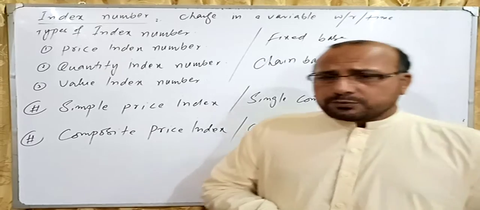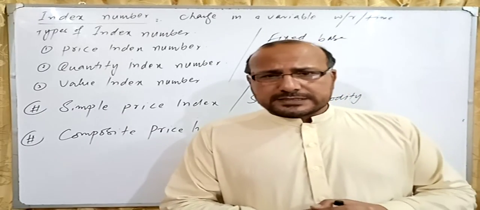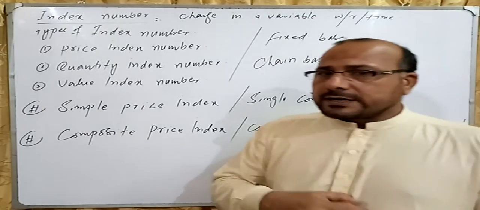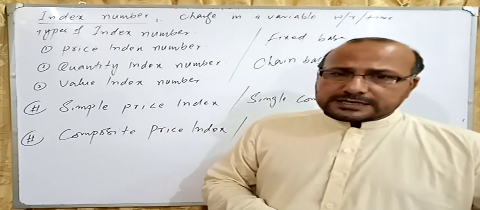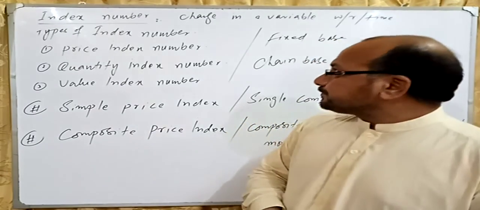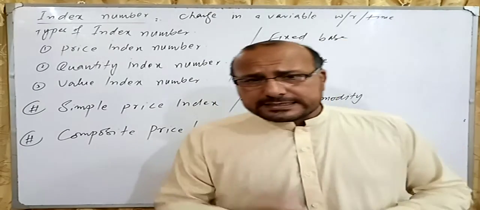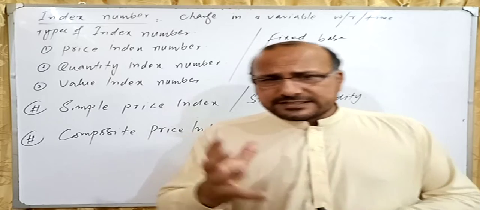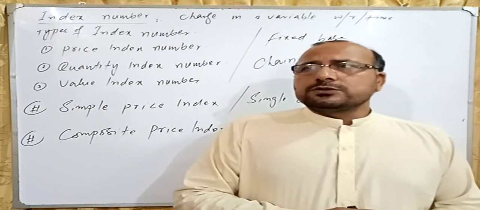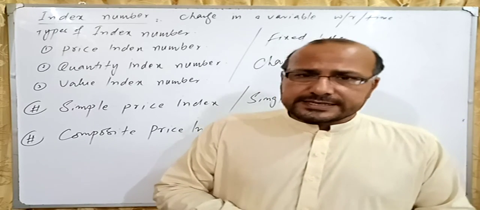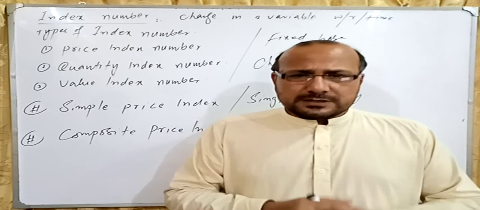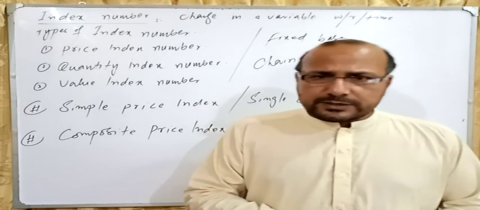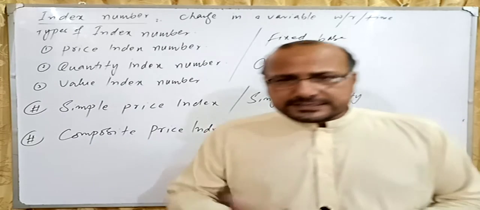The first topic that we are going to study is index number. First we will try to define the index number, that is, what is meant by index number. Index number is basically a relative change. Relative means that you are measuring the change in percentage form. There are two types of calculation: one is called absolute calculation, another is called relative calculation.